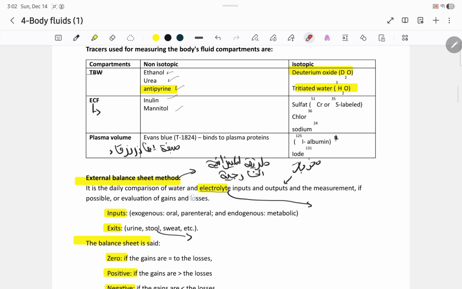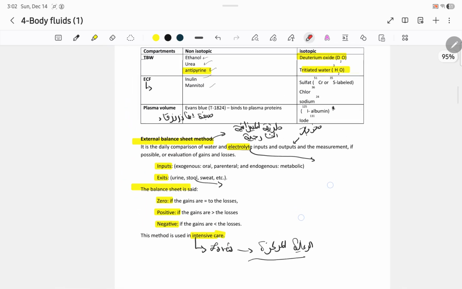And for the plasma volume, we have the Evans blue. This is the Evans blue, which binds to the plasma protein, so we can know the exact volume of the plasma. We can use other isotopic markers like the albumin, which is also a plasma protein, and iodine. This is all for the first part.